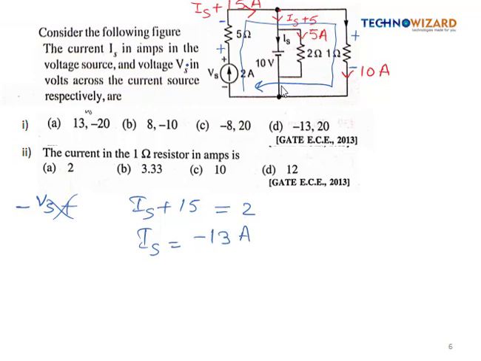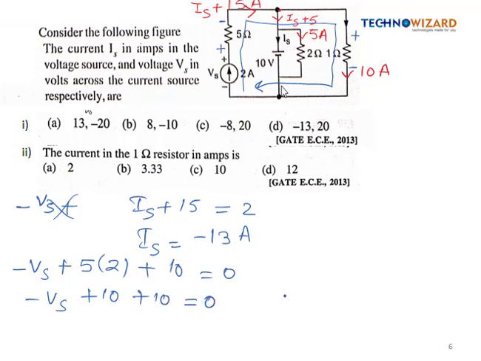Now we have to find out VS. So now we will apply the KVL in the outer loop. So it will be minus VS, I'm starting from here, then it will be plus 5 into current, which is IS plus 15, which is 2 ampere, right? Then this 1 ohm resistance and the current is 10 ampere, so it will be 10, is equal to 0. So it will be minus VS plus 10 plus 10 is equal to 0, so VS value is coming as 20 volt. So for this question option B is correct.